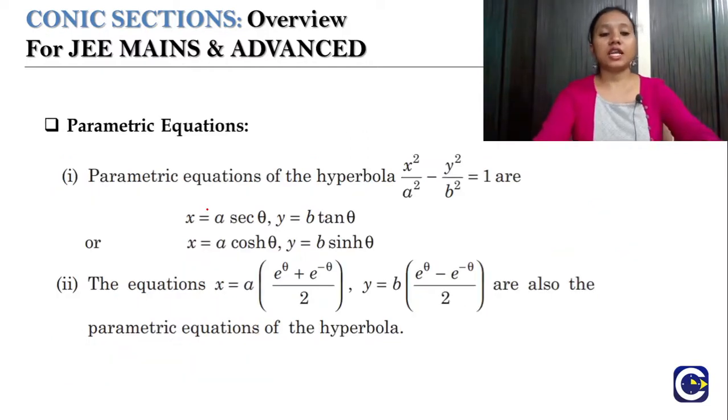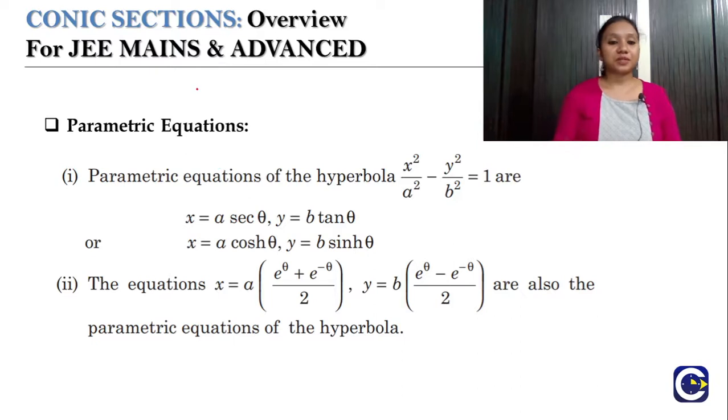Right, so the next format of our equation is the parametric format. Here, for the hyperbola, the parametric coordinates will be in terms of secant as well as tan, or you can use cos hx or sin hx. That means our hyperbolic trigonometric functions, you can say hyperbolic functions, right?